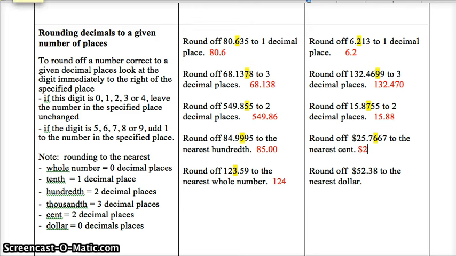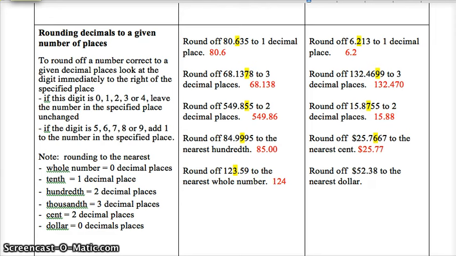So my answer is going to be $25.70. Is it going to be 76 or 77? Well, we have to decide about this 6. Let's look at what's next to that highlighted 6, and it's another 6. Now that 6 is 5 or more, so I've got $25.70, and this 6 changes to a 7. So I've got $25.77.